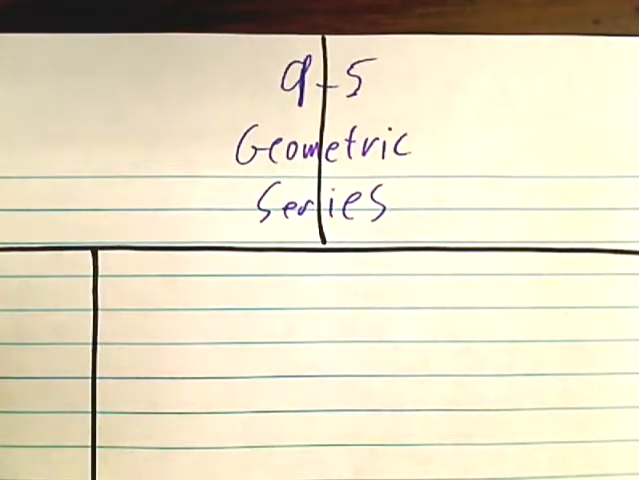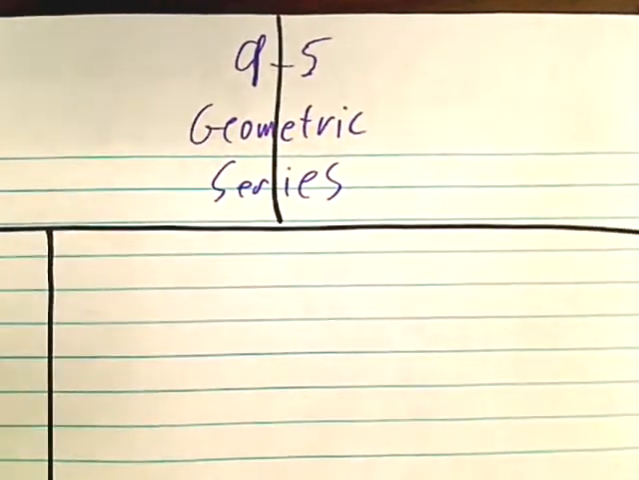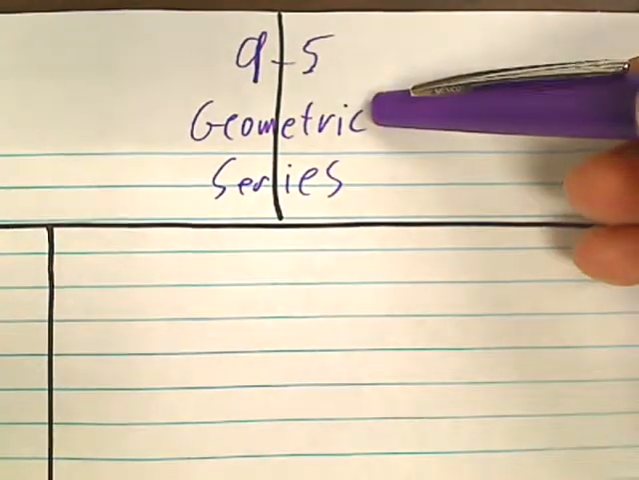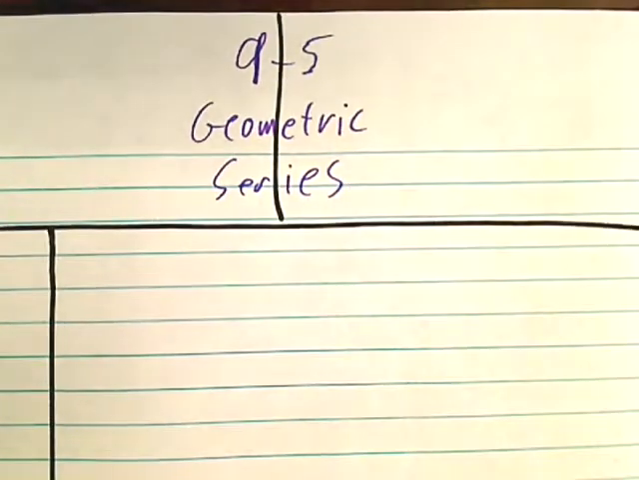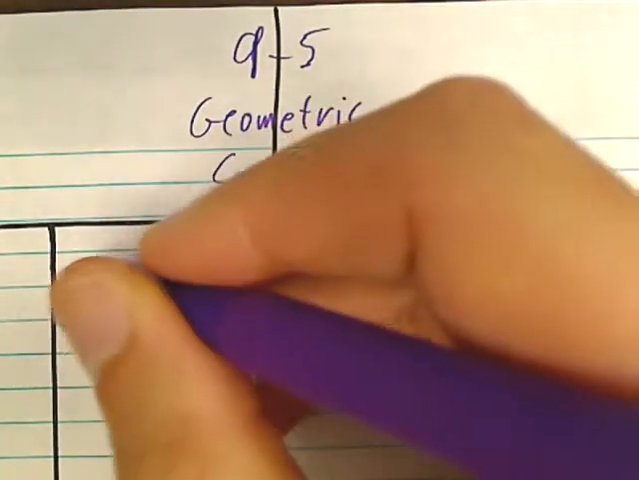Okay, everyone, we're going to look at the last section of this chapter on sequences and series and patterns and whatnot, section 9.5, geometric series. Geometric meaning that we are multiplying each time, and series meaning that we're going to add those numbers up to find a sum. First thing, we have our 9.3 review.